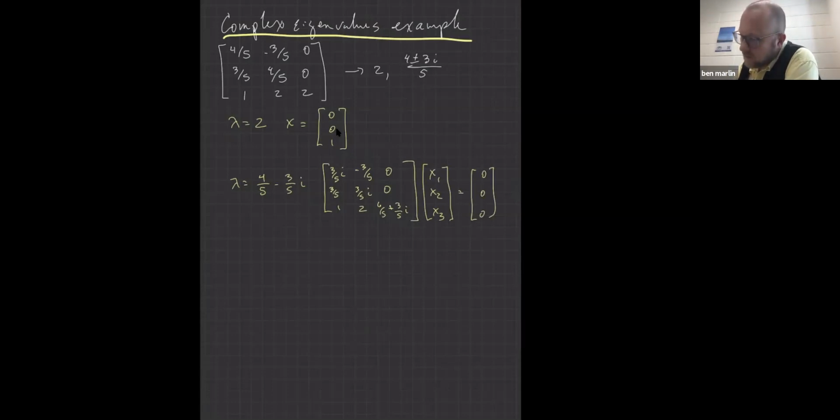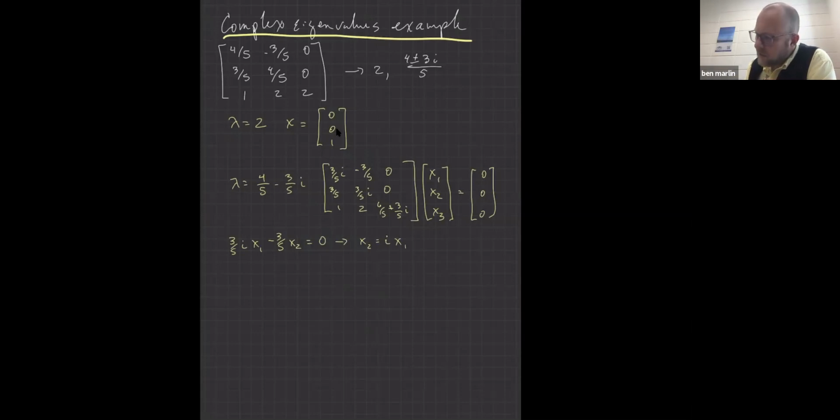So we're going to have that 3/5 i x1, minus 3/5 x2, and then 0 x3s needs to give us 0. So that says that x2 needs to be equal to i times x1. Does that make sense? I just went ahead and added to the other side and canceled out the 3/5 sign.